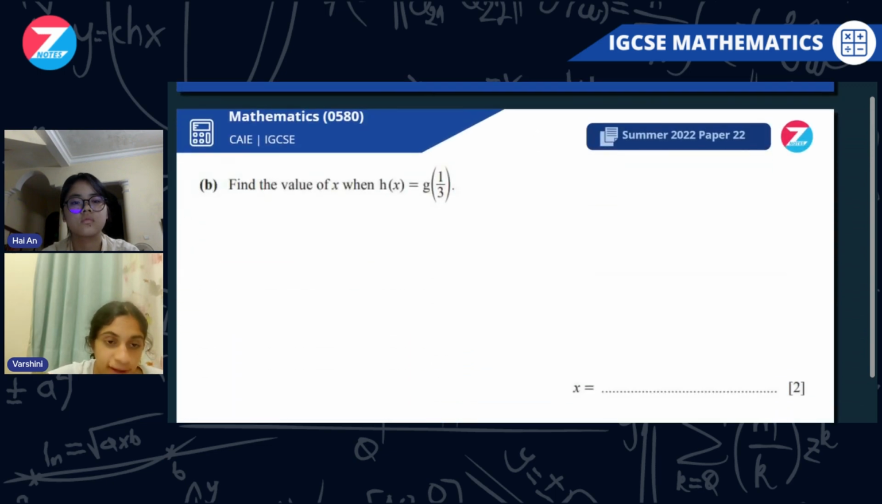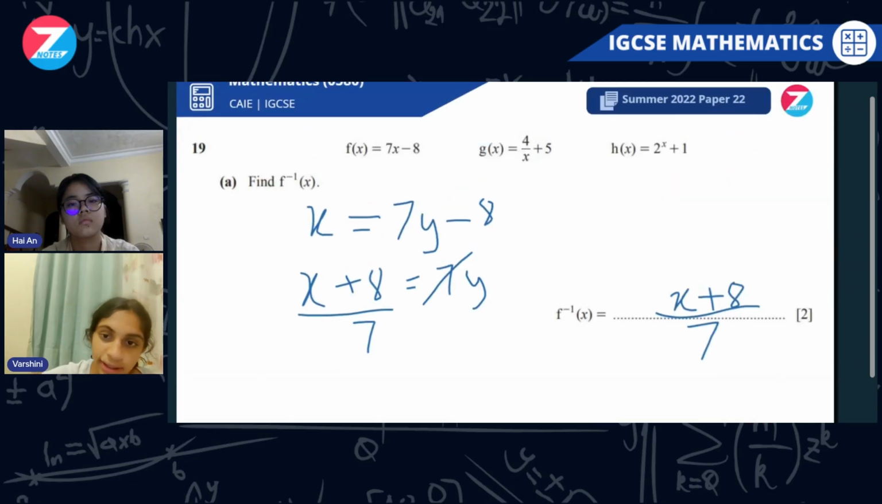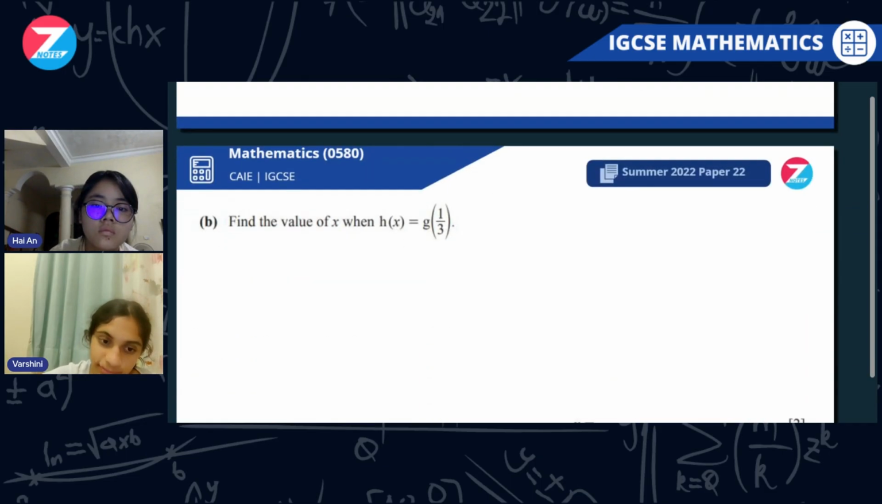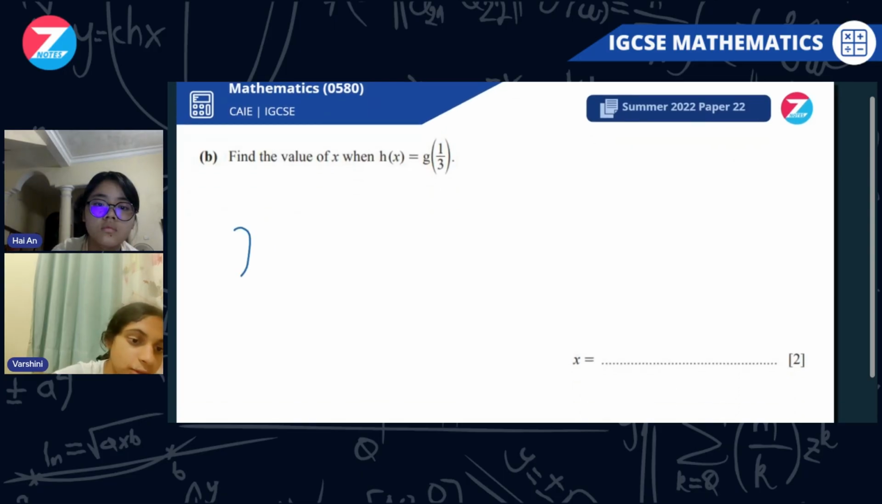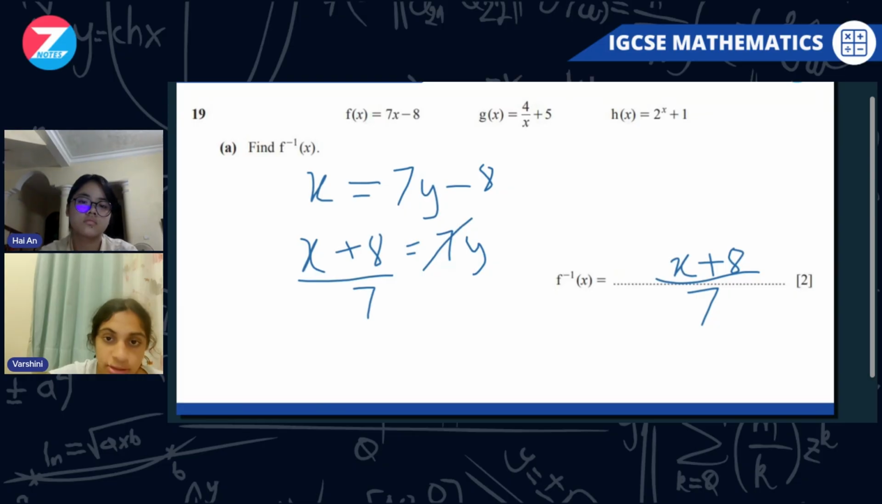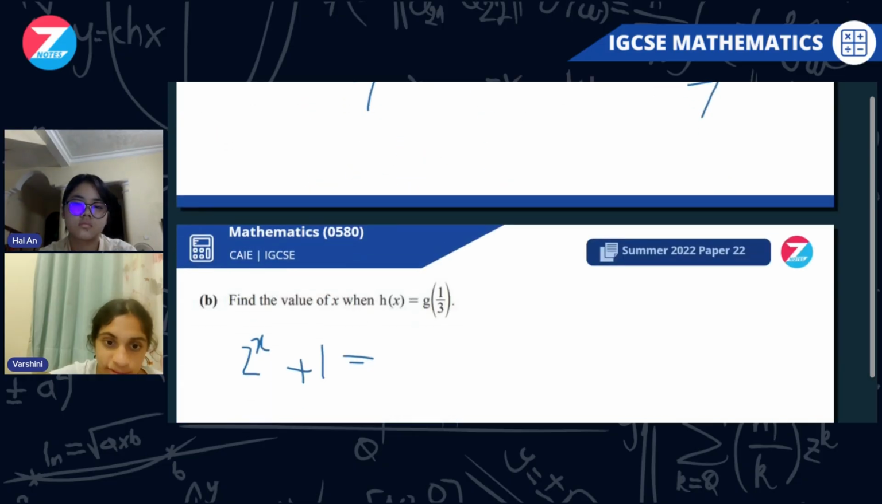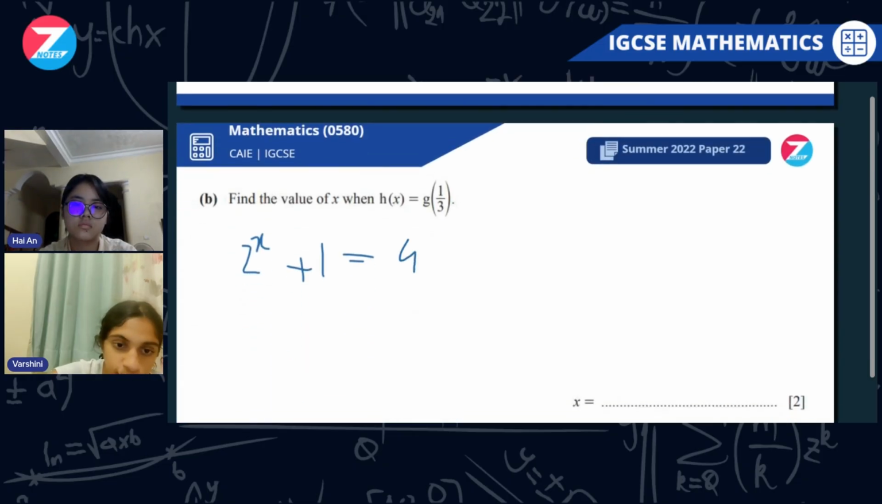Okay, part B, find the value of x when h of x equals g of 1 by 3. So first let's rewrite this. We know h of x over here is 2 to the power x plus 1. So 2 to the power x plus 1 is equal to g of 1 by 3. And g of x is 4 by x plus 5. So 4 by x plus 5, and here it's g of 1 by 3.